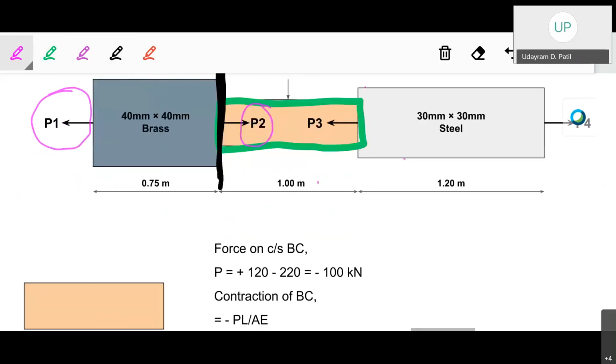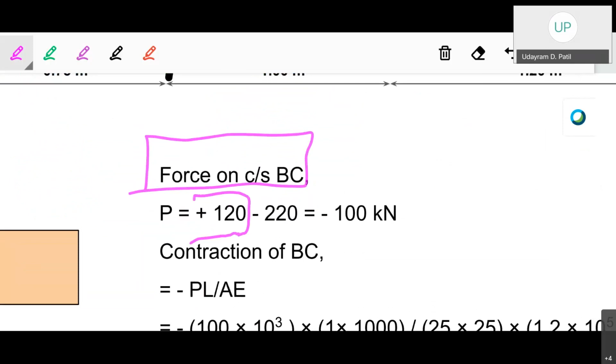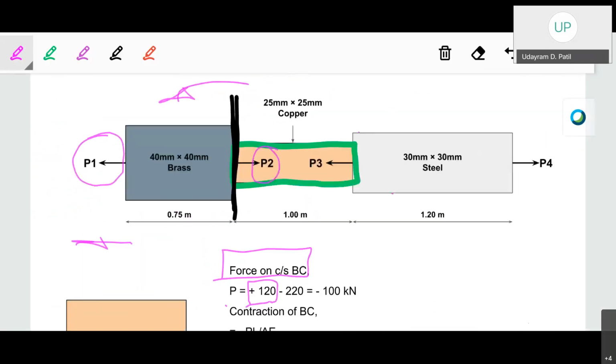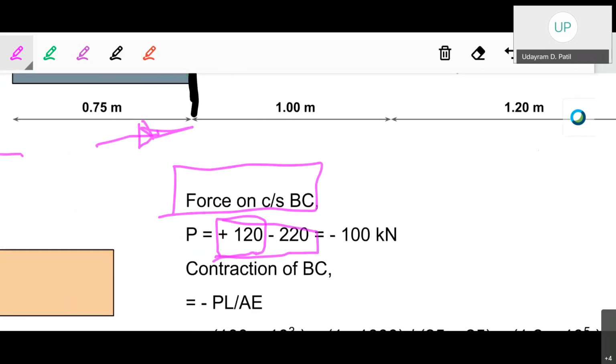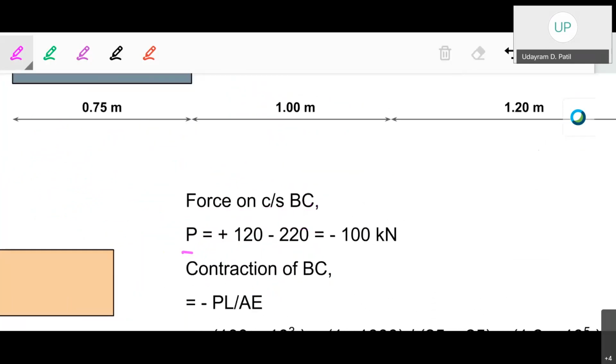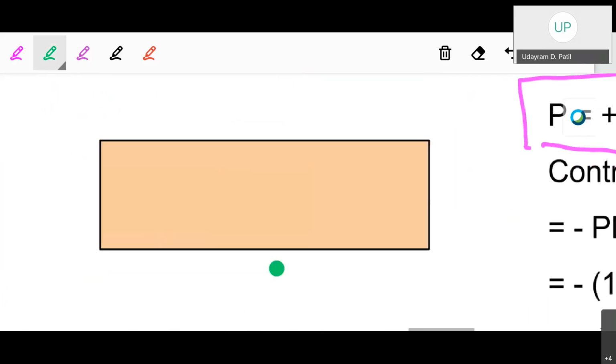Okay, P1 is positive as it is going to the left hand side, therefore the force on the particular BC will be equal to plus 120, that is the P1 value, and this particular P2 is going in the right hand direction, which as per our sign convention is negative, therefore 120 minus 220. That will give us the value of P as negative 100 kilonewton, which means that particular force will be going to the right hand side.